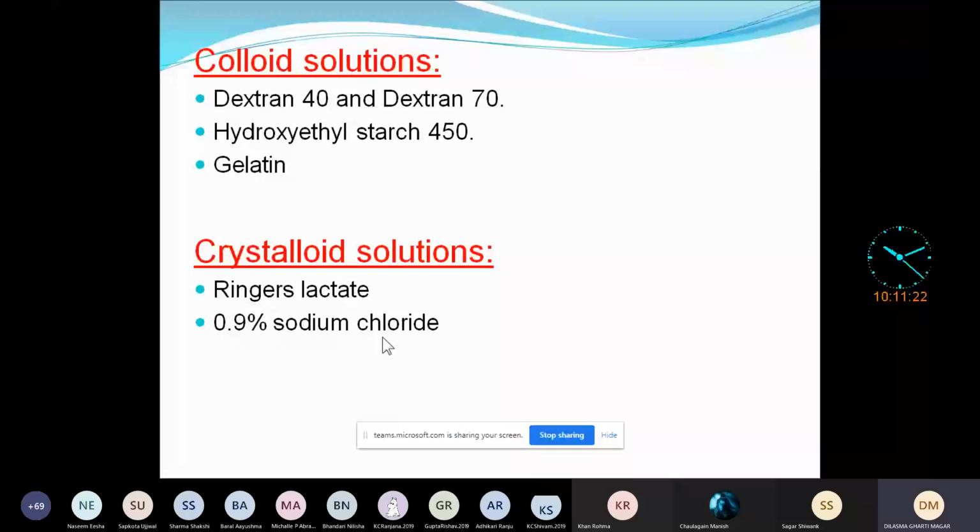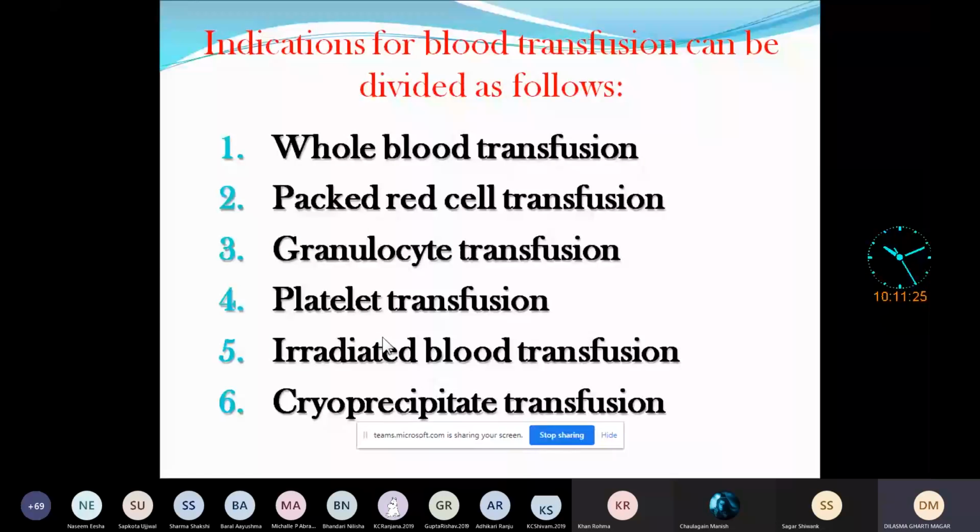Now we'll come to the indications of blood transfusion. It can be divided as whole blood transfusion, packed red cell transfusion, granulocyte transfusion, platelet transfusion, irradiated blood transfusion, and cryoprecipitate transfusion. Whole blood means whenever the blood is taken and it is not separated into the different components like platelets, plasma, and RBCs. At that time we call it whole blood transfusion.